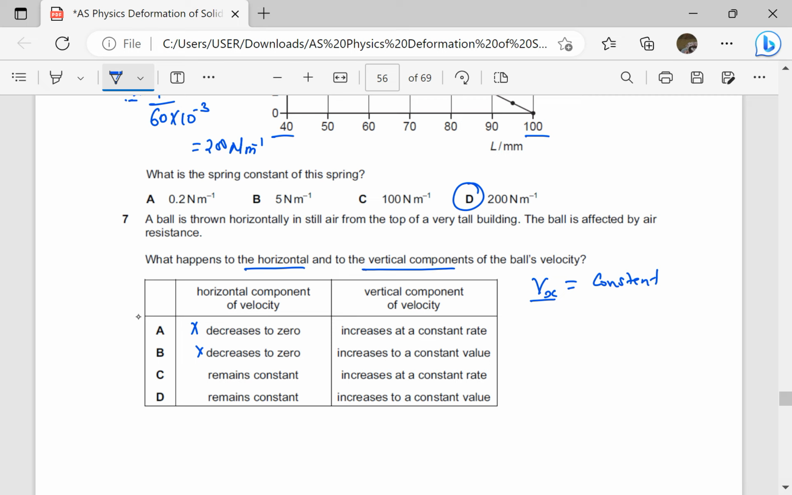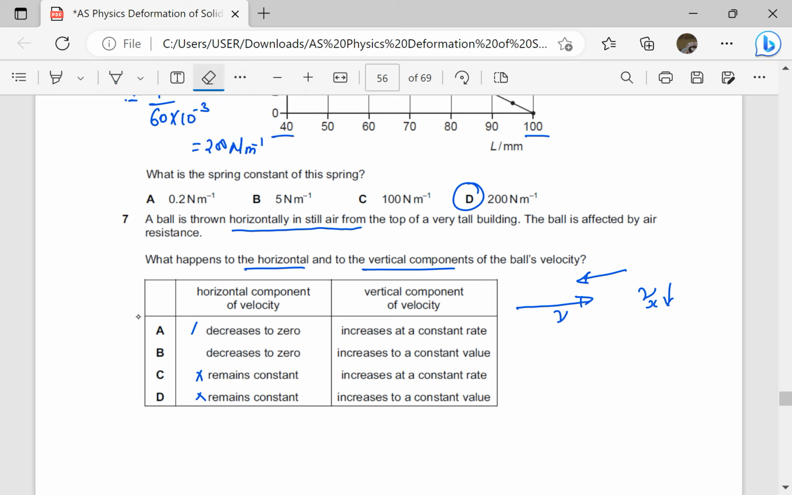A ball is thrown horizontally in air. There is air, so this is not true. What I've mentioned only applies for projectiles where air resistance is negligible. The ball is thrown horizontally in air from the top of a building, so if it is moving in that direction, then air resistance is in the opposite direction. That means now V in the X decreases. The horizontal component decreases. It does not remain constant. So C and D are wrong.